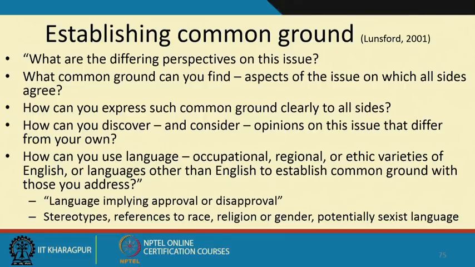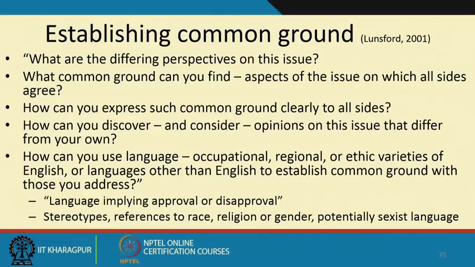How can you discover and consider opinions on this issue that differ from your own? Again, I told you about contradictions in literature. Now, when we start looking for literature, we have a tendency to look for literature that agrees with whatever it is that we are trying to say. So, we don't really actively look for literature that opposes what we are trying to say. However, it is very, very important that we say, okay, I believe in this.